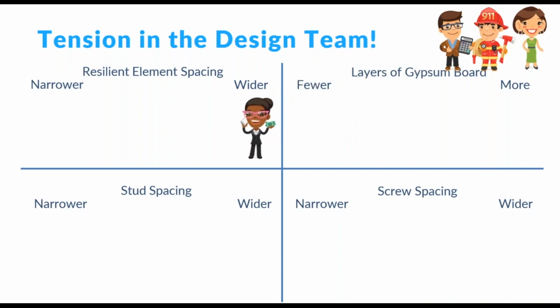So if we're talking about resilient element spacing, the developer is going to want wider spacing. It means less material, less labor, cheaper, right? Saving costs. The structural engineer may not care necessarily, because oftentimes those resilient elements aren't part of the structural design. But in some instances, if they are, or even if they're just looking at the support of the gypsum board, I have had structural engineers question spacing resilient channel or hat channel at 24 inches on center. Totally fine, done all the time. It's allowed in a lot of the UL designs.